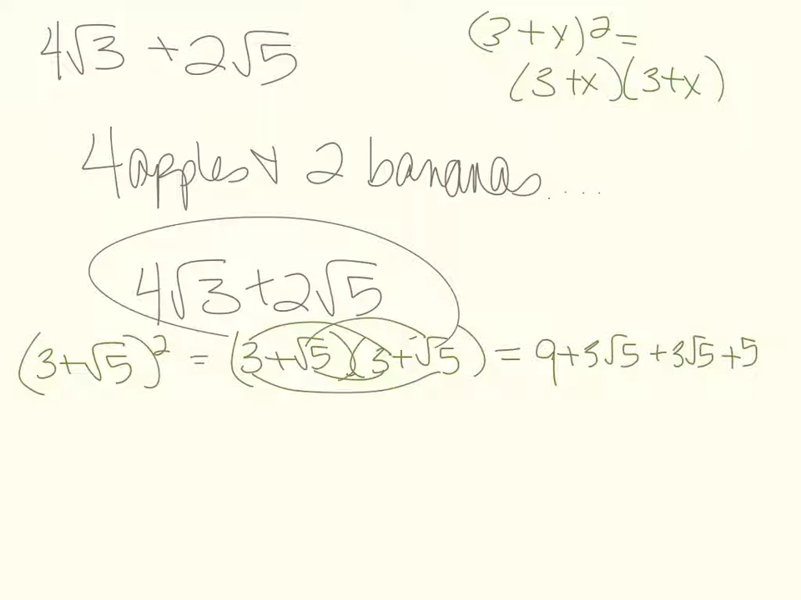Collect like terms. I have 9 plus 5 is 14, and 6 root 5. 3 square root of 5 and 3 square root of 5 is 6 square roots of 5. Good job.